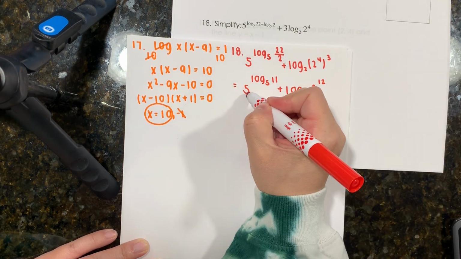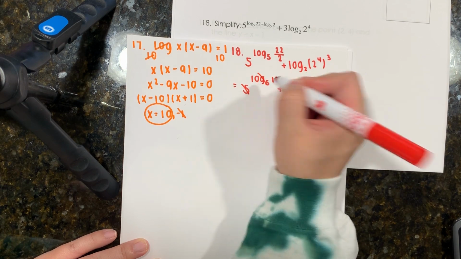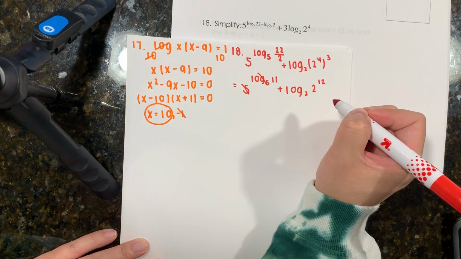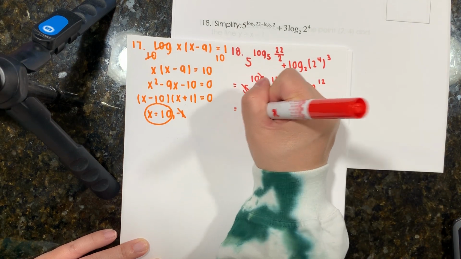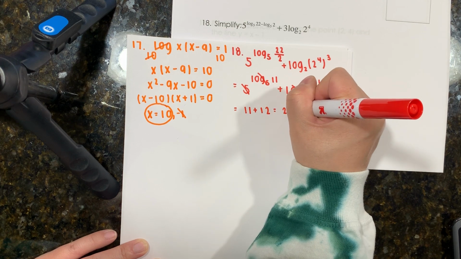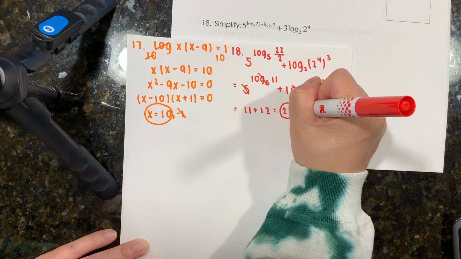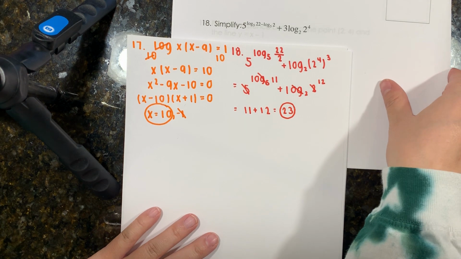Now, if my base is 5 and my exponent has log 5 in it, those are going to cancel. If my base is the same as the base of the number next to it, that also cancels. So you're left with 11 plus 12, which is equal to 23. And that would be your result for number 18.